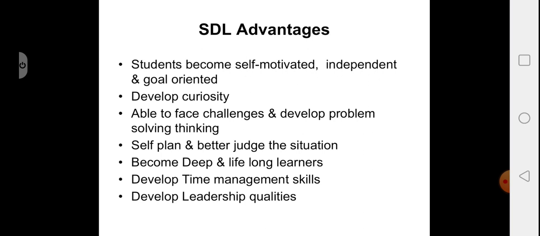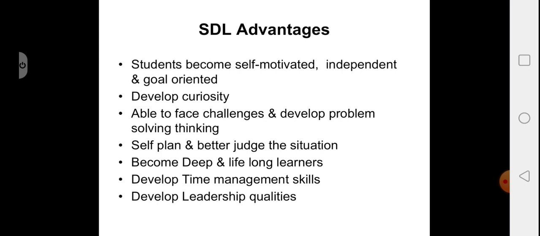Looking at the advantages of SDL, what are the advantages? You become self-motivated, you become more autonomous or independent, goal-oriented, and you develop a lot of curiosity. What more can I learn? How can I learn? And you're able to face your challenges and develop critical thinking skills. You can plan and judge a situation by yourself, and over time you become a deep learner and a lifelong learner. You're developing time management skills and also leadership qualities.